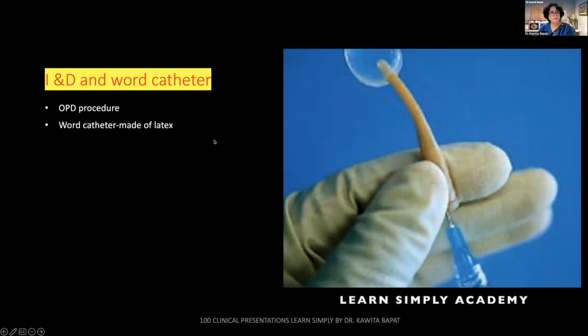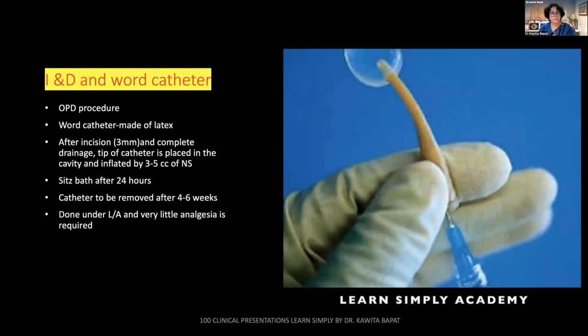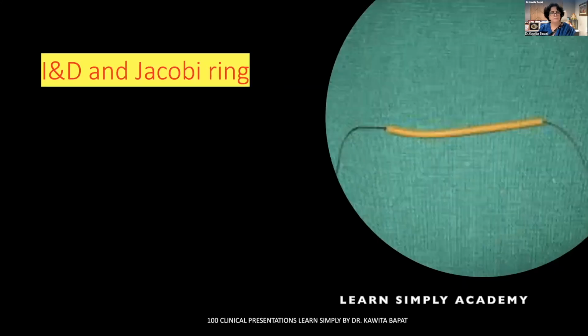It's an OPD procedure. Word catheter is made of latex. After an incision of 3 mm and complete drainage, the tip of the catheter is placed in the cavity and inflated with 3 to 5 cc normal saline, and kept inside. Sitz baths after 24 hours, and the catheter is removed after 4 to 6 weeks. It is done under local anesthesia, and very little analgesia is required. The catheter may lead to discomfort, and chances of recurrence are common.